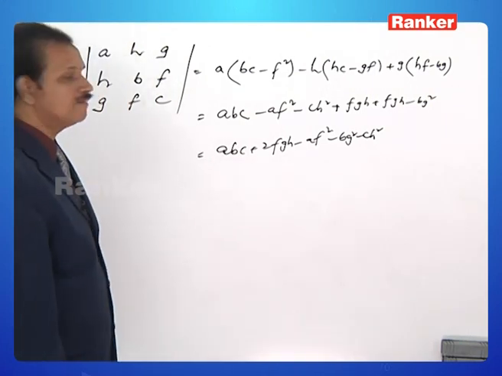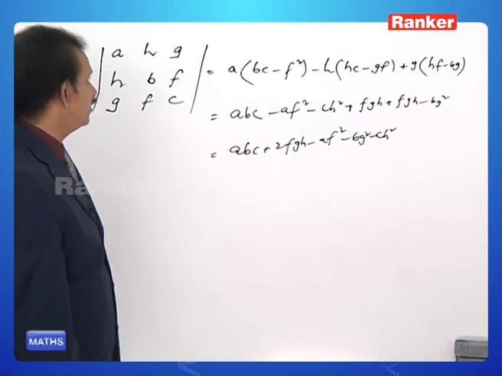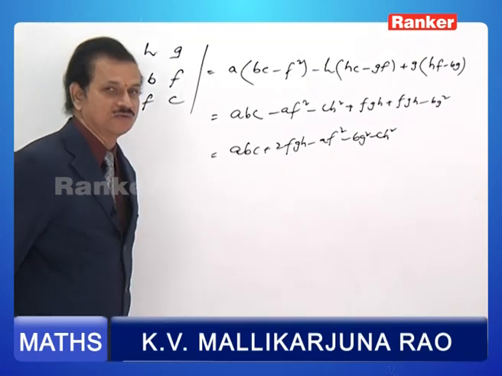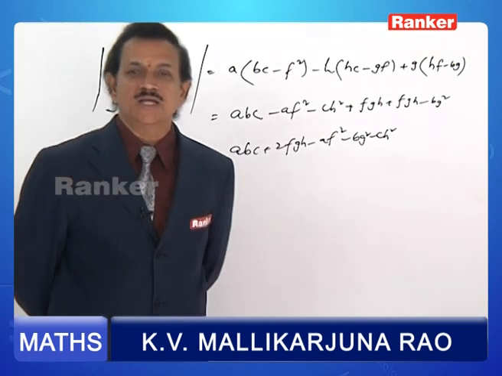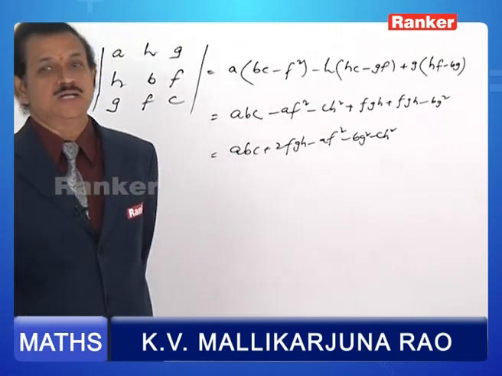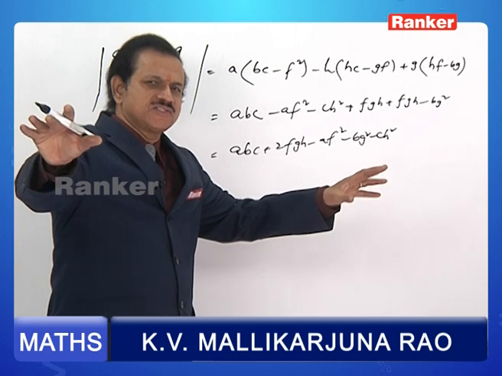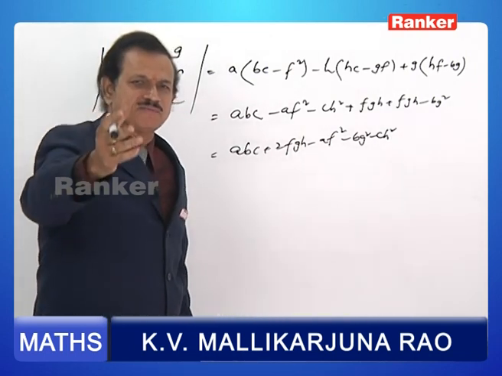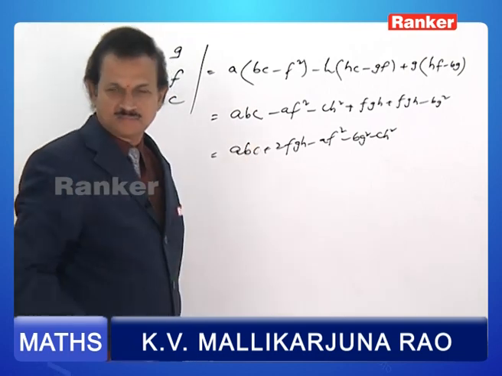This is a fundamental determinant. You might have recollected this. If ABC plus 2FGH minus AF square minus BG square minus CH square is equal to 0, then it is one of the conditions required for the lengthier equation AX square plus 2HXY plus BY square plus 2GX plus 2FY plus C is equal to 0 to represent a pair of straight lines.